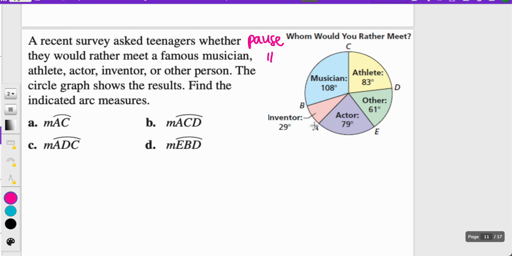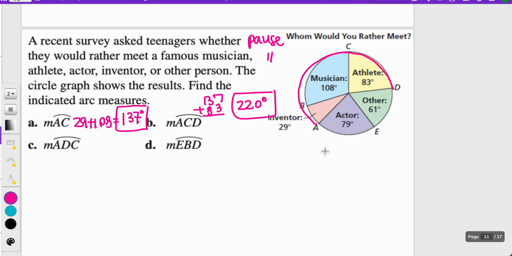So the arc AC can be found by adding 29 degrees plus 108, and we're going to get 137. The measurement of ACD, so going from A all the way around to D, we would still take that 137 we got, but then adding on that 83, and we're going to get 220 degrees.